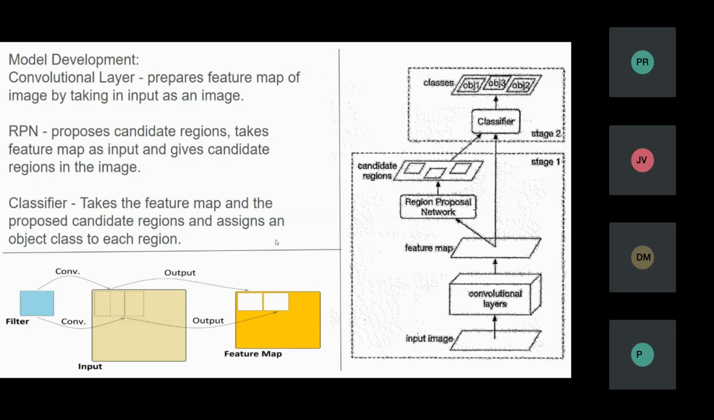So we have a convolutional layer which prepares the feature map of the image by taking an image as input. The region proposal network, RPN, takes the feature map as input and proposes candidate regions in the image. The classifier takes the feature map and the proposed candidate regions and assigns an object class to each region.